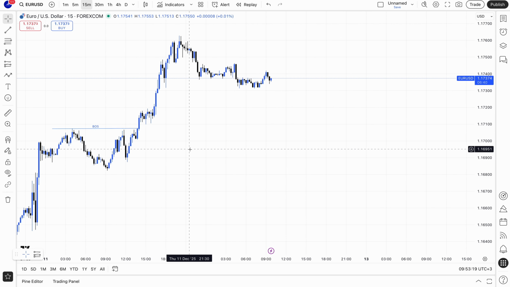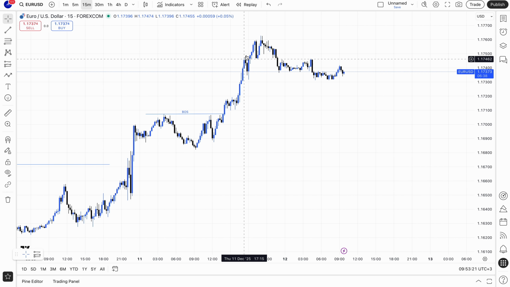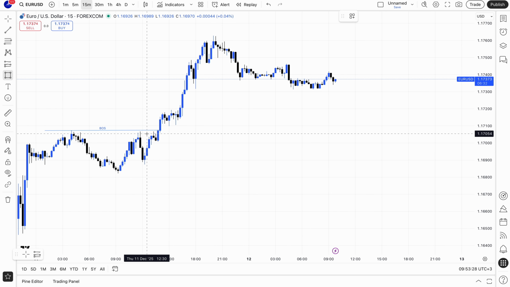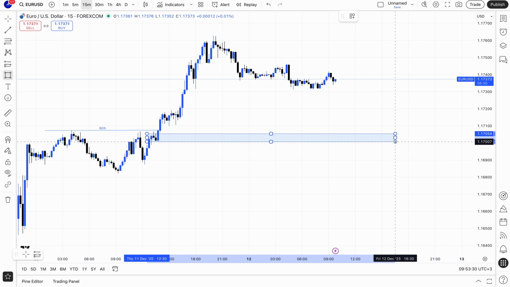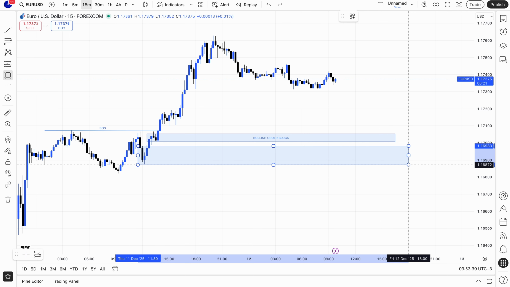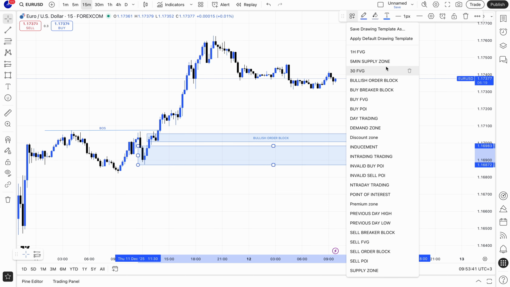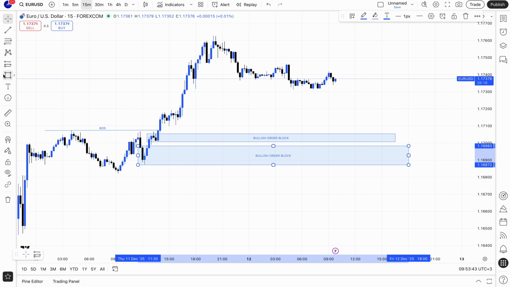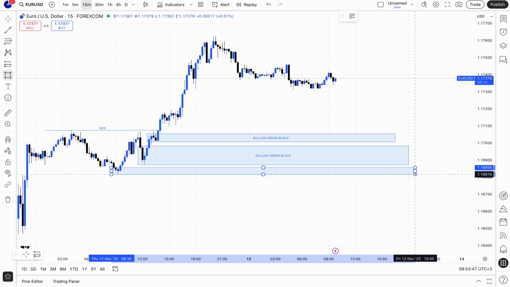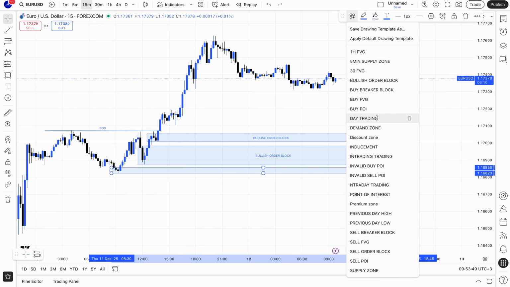Then you got 15 minutes for our internal market structure. We didn't have any valid pullback here, so our plan is very simple. And this is our first demand. This is our first demand, and this is our second demand, and this is our extreme demand, right?